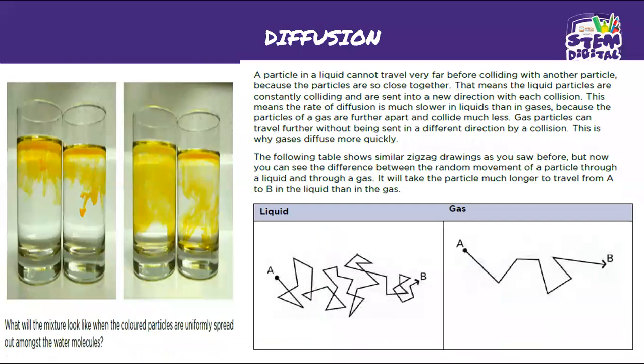Now, we have been talking about diffusion in gases. Let's also look at diffusion in water particles. Now, just look at these two. What will the mixture look like when the colored particles are uniformly spread out among the water molecules? Yes, so all the water will look like this, almost yellowish.